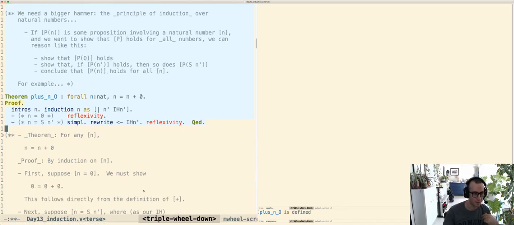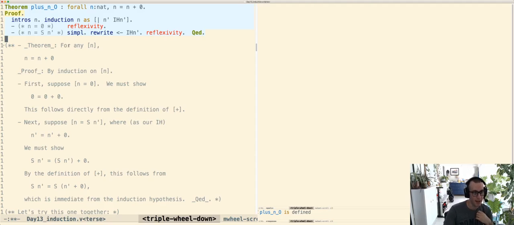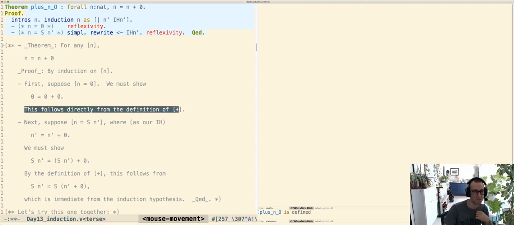Let's see it in prose. For any n, n equals n plus 0. Prove by induction on n. Okay, first, now we're in the base case. Suppose n equals 0. We must show 0 equals 0 plus 0. Direct from the definition of plus.